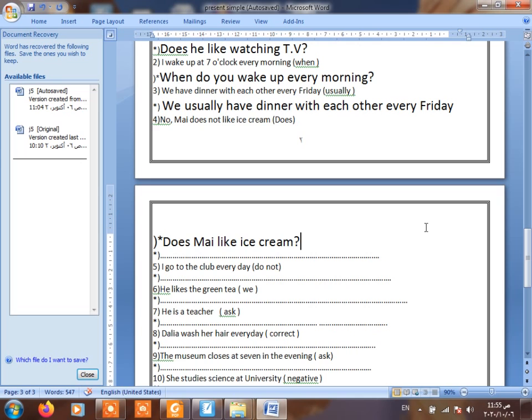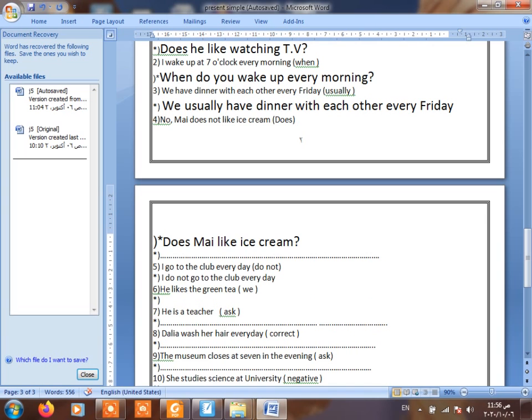Number 5. I go to the club every day. He asks me to use don't. It's negative. Good. So how do you make it negative? I start with the subject. I go to the club every day. We use don't to make it negative, after the subject. I don't go to the club every day. That's how I make it negative.